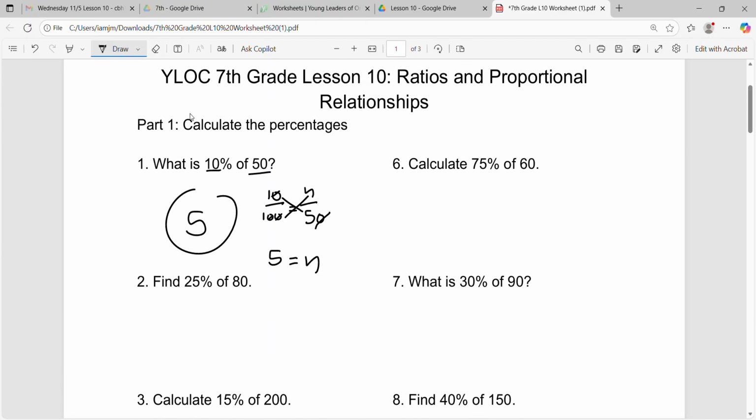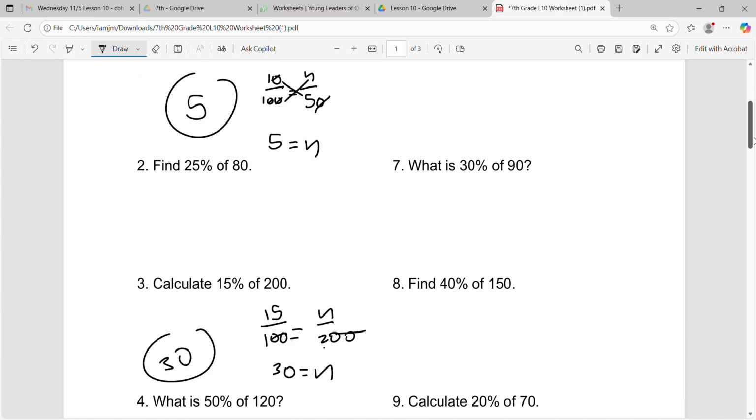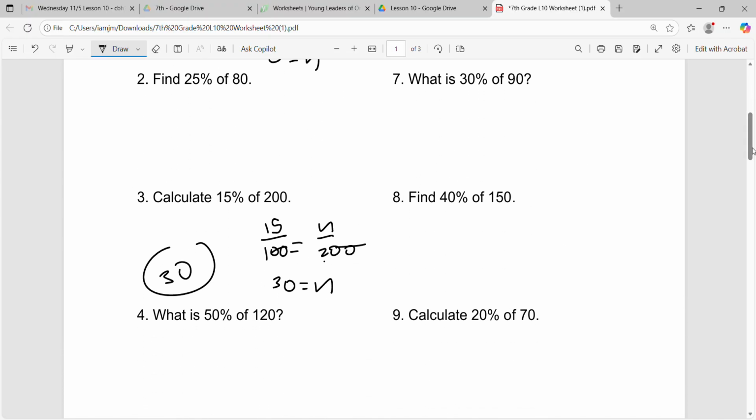Moving on to question number 7. What is 30% of 90? 30 over 100 equals n over 90. Simplify. Also, a warning: you can't simplify the 3 with the 9, since these two will be interacting with each other by cross multiplying.